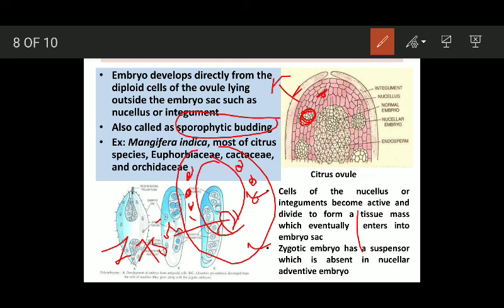So the question is, how can you differentiate between the adventive embryos and the normal zygotic embryo? The simple mark is, while the zygotic embryos possess a suspensor, the nucellar embryos, the embryos that originate from the cells of nucellus, lack a suspensor. This is the simple identification mark.